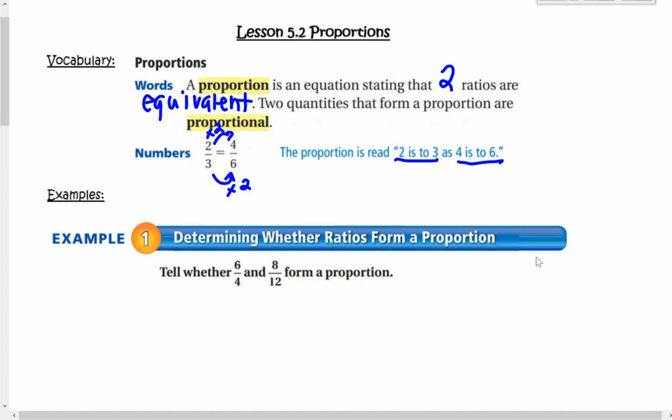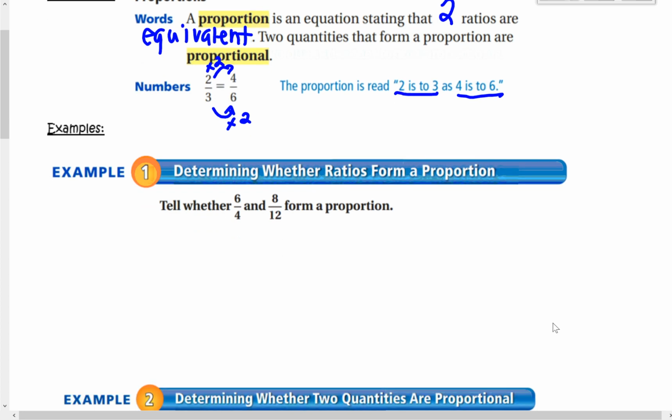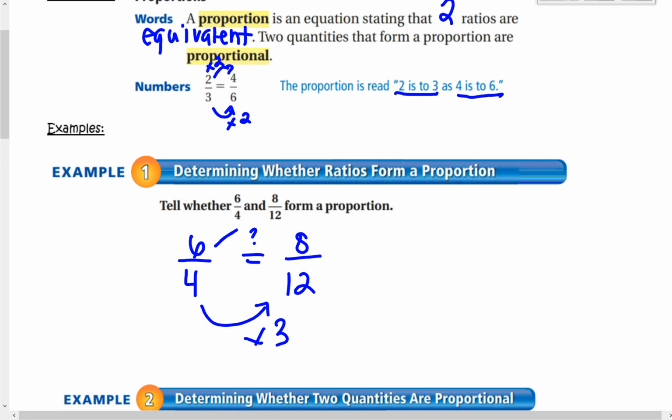All right, let's go over some examples of determining whether ratios are proportional. Here we're asked to tell whether 6/4 and 8/12 form a proportion. So I'm just going to rewrite them down here. How do we get from 4 to 12? We multiply because we're getting a bigger number, and we multiply by 3. 4 times 3 is 12. Then we have to look up here to see, does 6 times 3 equal 8? It does not. So no, these do not form a proportion.